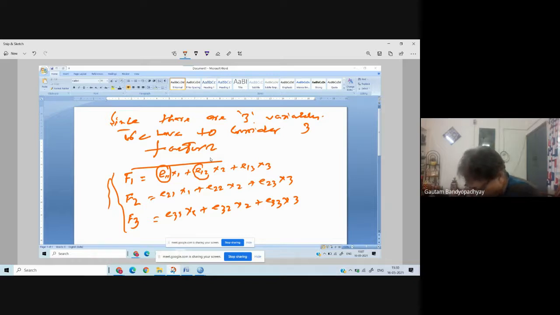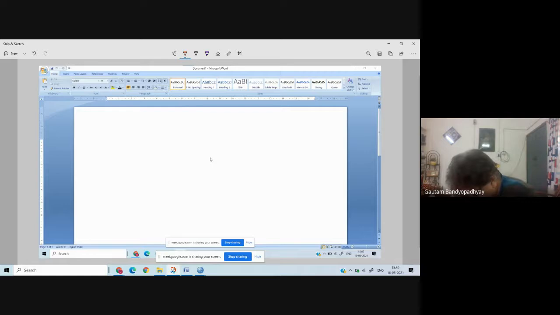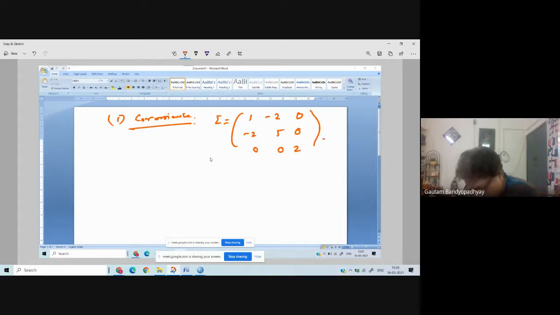So, for understanding, first we'll consider the covariance matrix, which is equal to [1, -2, 0; -2, 5, 0; 0, 0, 2]. This is the 3 by 3 covariance matrix.